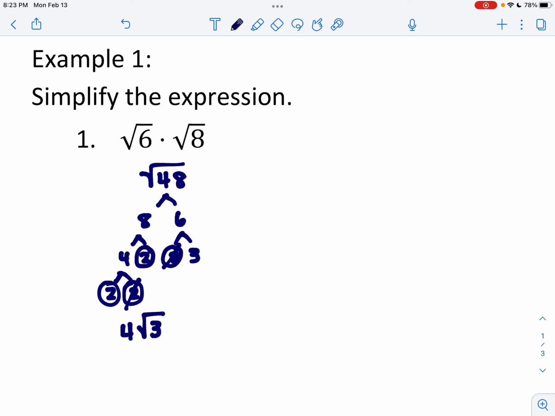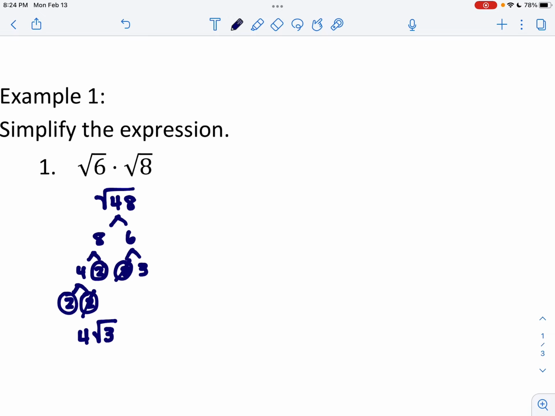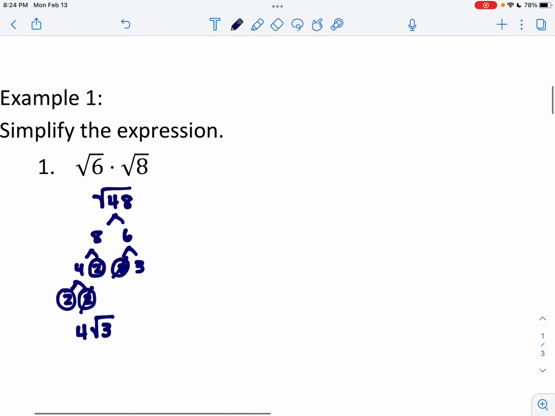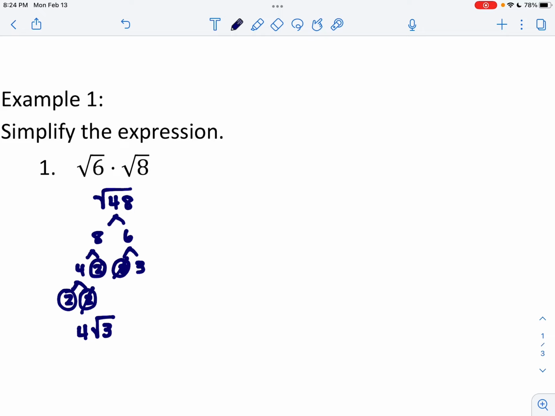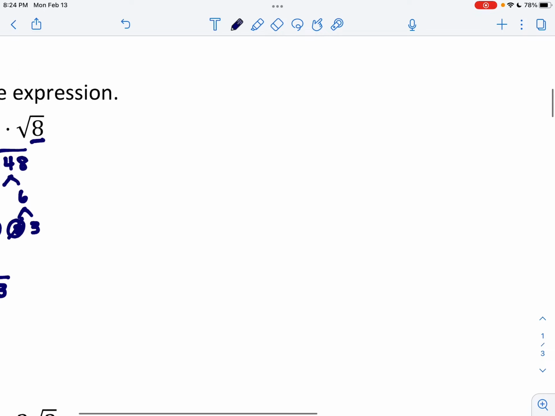You could break it down and do radical 6, break that down into 2 and 3, and break down radical 8 into 4 and 2. Before you multiply them together, you could break them down into smaller parts and then put them all back together. It's up to you. You're going to put it back together anyway, so it's easier just to multiply and then simplify it. And the good thing is you already have the factors because you just multiplied them together. So it works out a little easier.